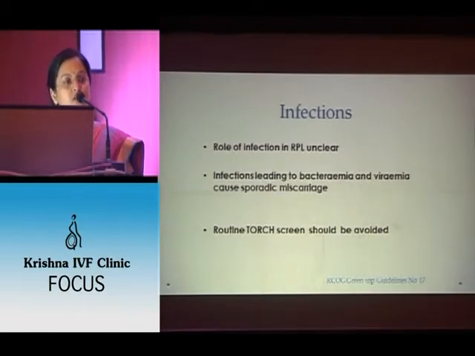And unfortunately, TORCH group of infections, they do not fulfill this criteria. So TORCH group of infections are not implicated as cause for recurrent pregnancy loss. So according to the RCOG guidelines, routine TORCH screening need not be done in recurrent pregnancy loss.